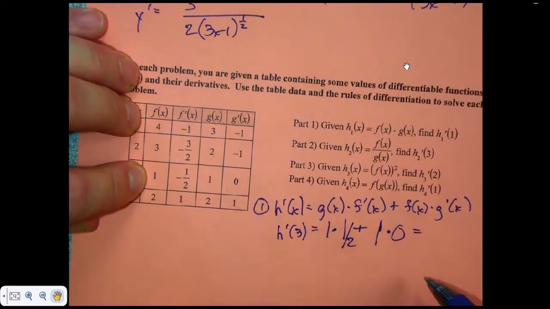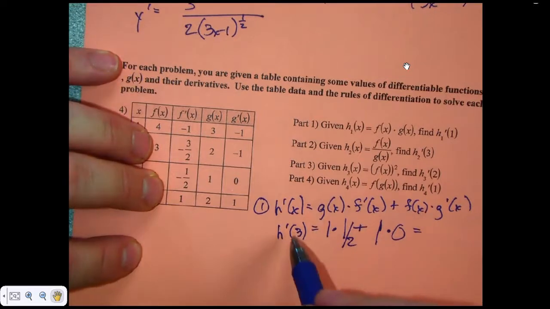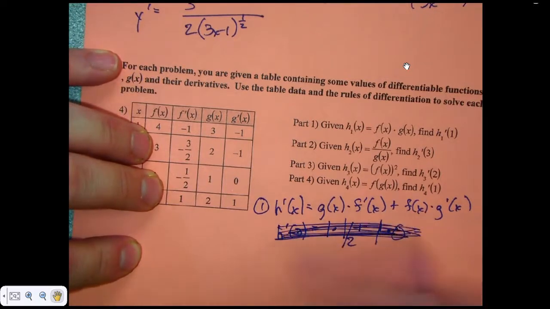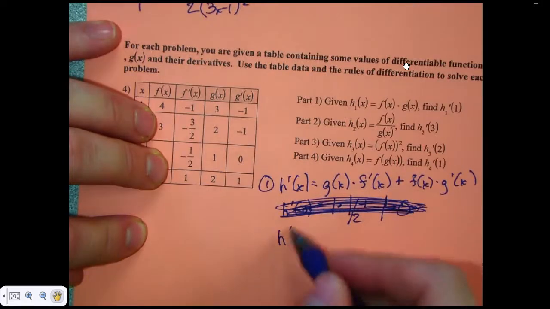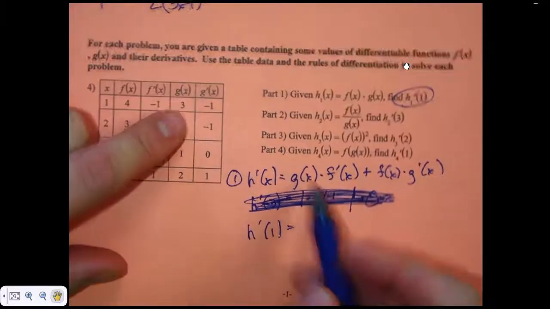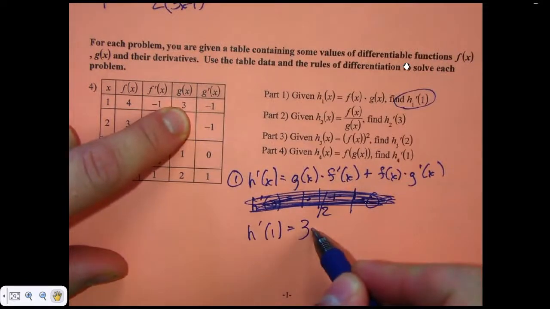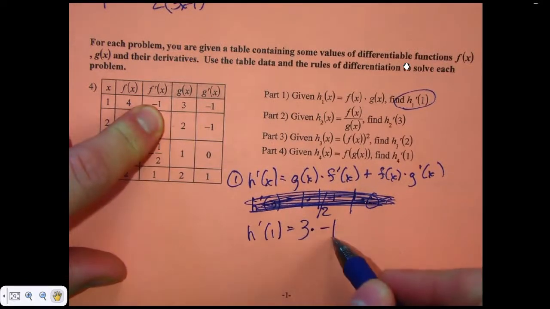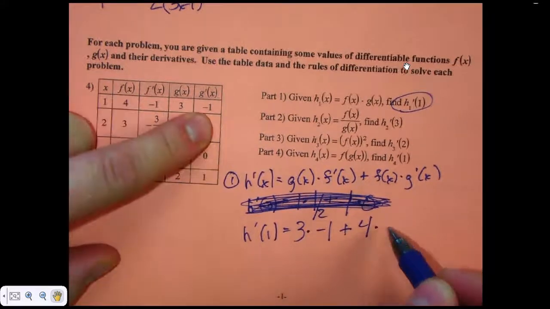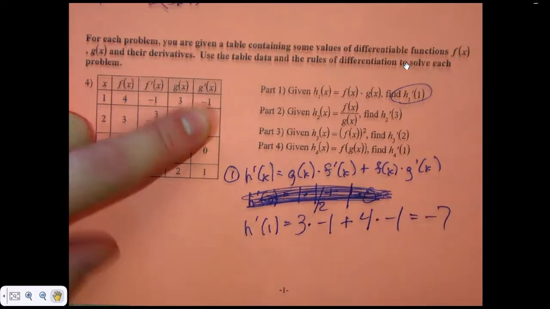So this turns out to be, I am plugging in the wrong number. My bad. Let's try that one again. So we're plugging in 1 here. I was looking at the wrong thing. So we're plugging in 1. My fault. So g of 1 is 3 times f prime of 1 is negative 1, plus f of 1 is 4 times g prime is negative 1, and that comes out to negative 7.